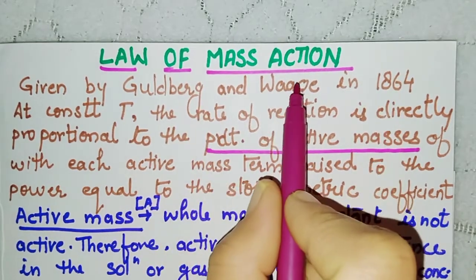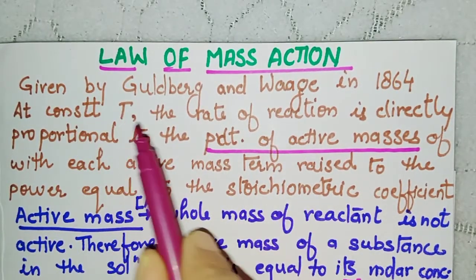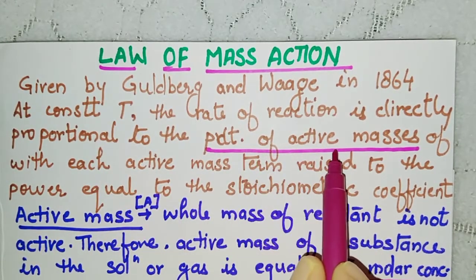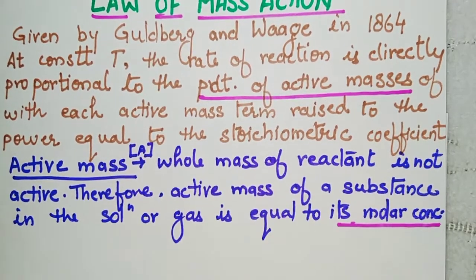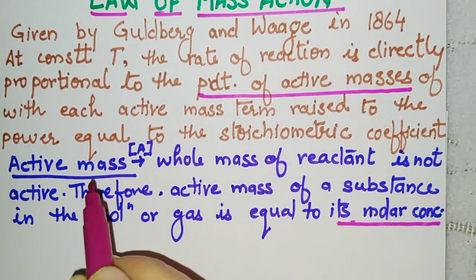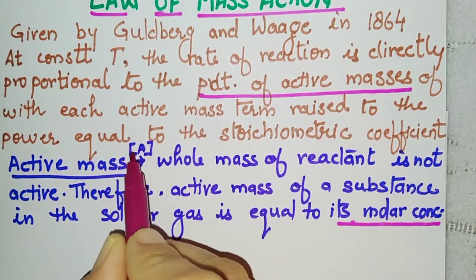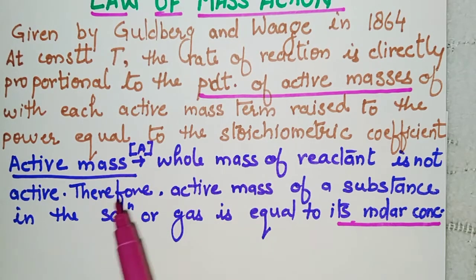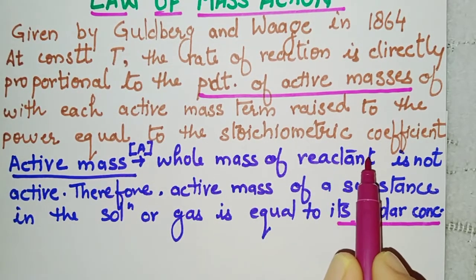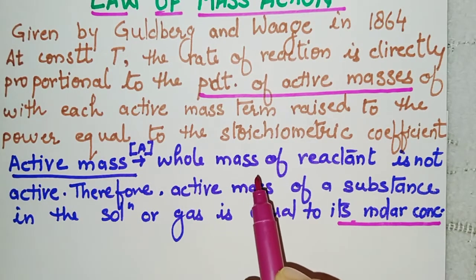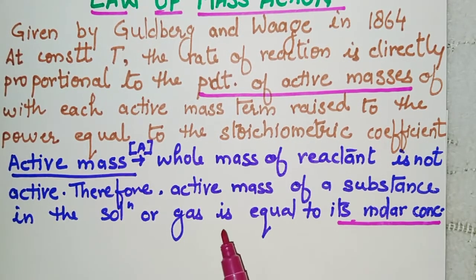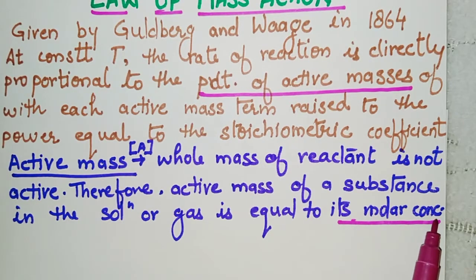According to this theory, at constant temperature the rate of reaction is directly proportional to the product of its active masses. Now the question arises, what is active mass? It is represented by a square bracket with either a reactant or product species inside. From the reactant or product part, not the whole mass may or may not be active. Therefore, the active mass of a substance in the solution or gaseous phase is equal to its molar concentration.